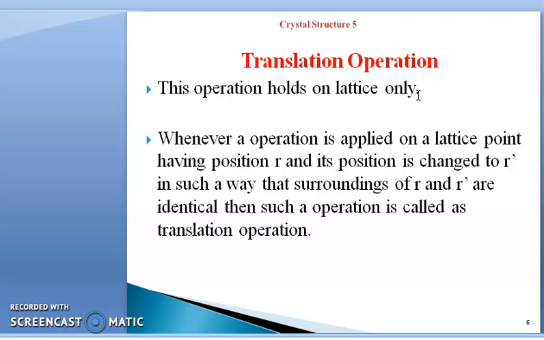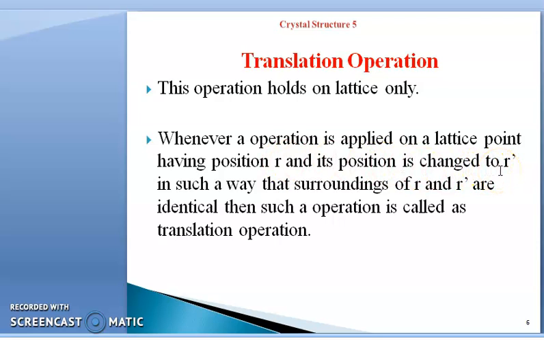Whenever an operation is applied on a lattice point, and its position is R, and the operation is applied on such a point, its position is changed from R to R dash. The position of the lattice point changes because of such an operation.